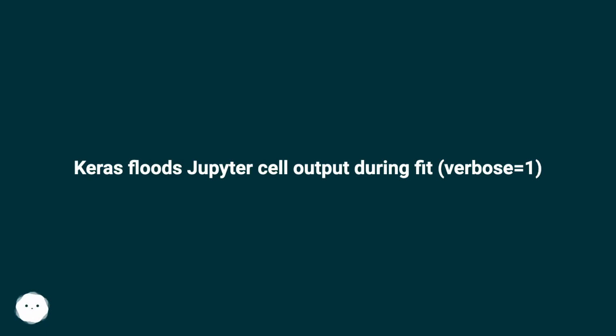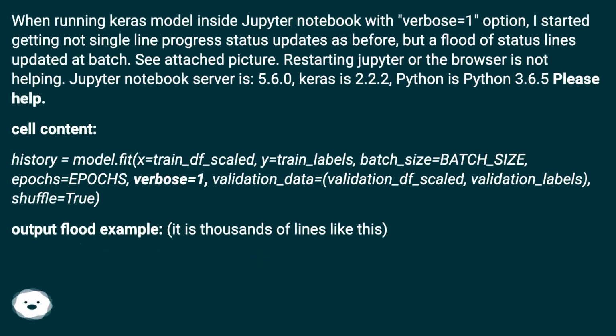Keras floods Jupyter cell output during fit, verbose equals 1. When running a Keras model inside jupyter-notebook with the verbose equals 1 option, I started getting not a single-line progress status update as before, but a flood of status lines updated at each batch. See attached picture. Restarting Jupyter or the browser is not helping.